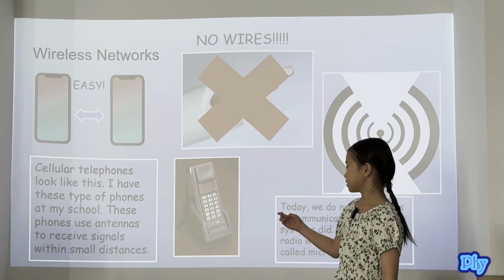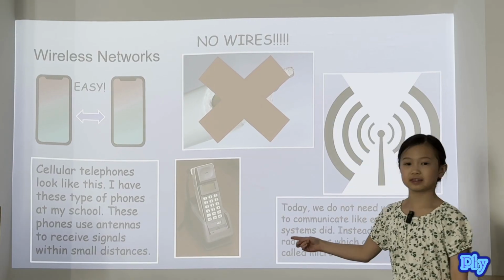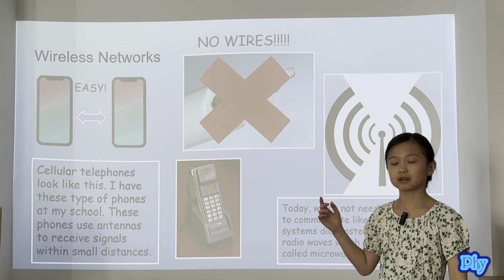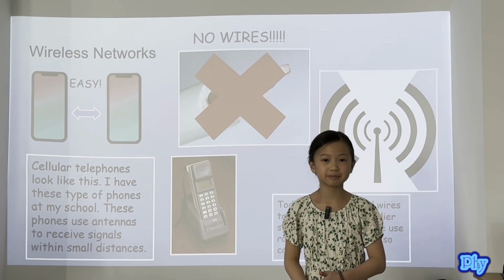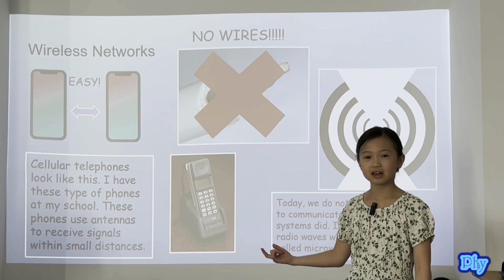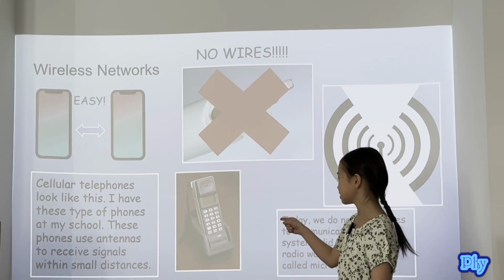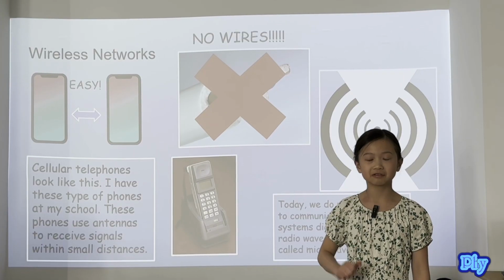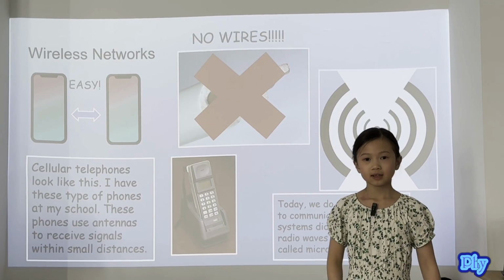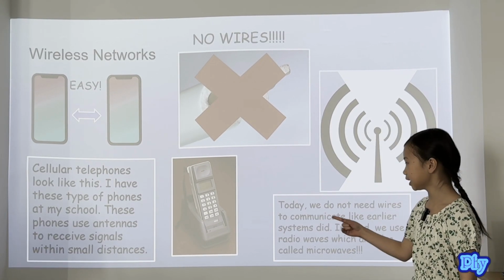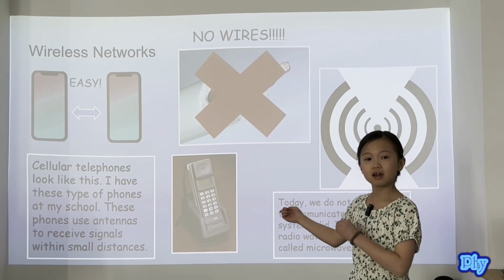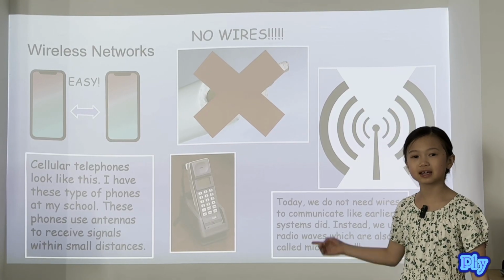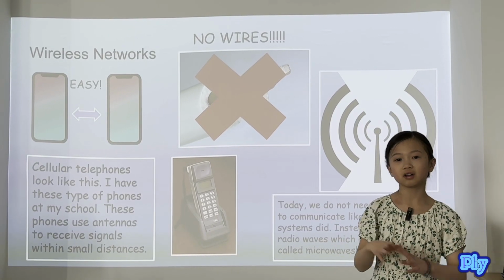And we also use cellular phones that look like this. These did not exactly need wires and cables to communicate with other people. My school has cellular phones, and you just have to press these buttons and enter the phone number, then pick up the phone and call the other person. But this was only used to receive signals within small distances, so it cannot receive a signal from all across the world.